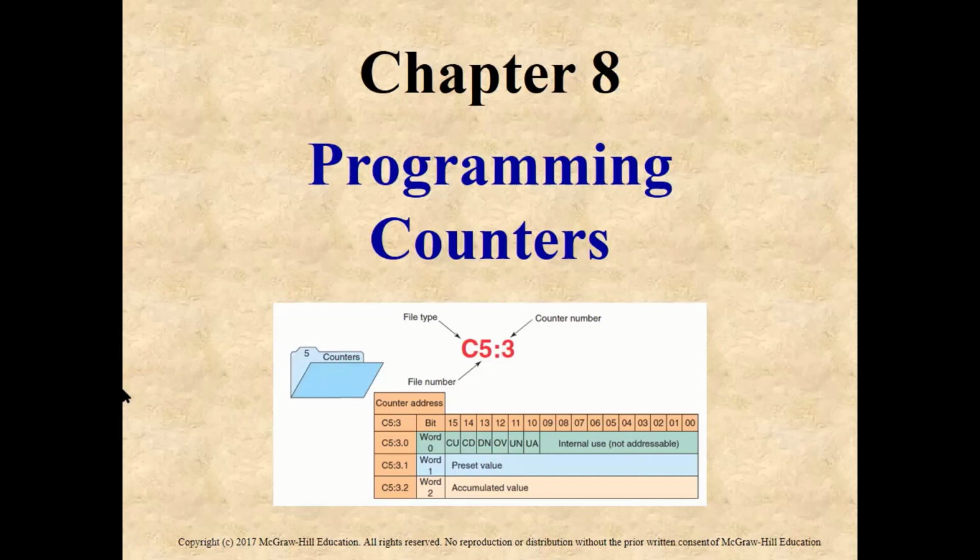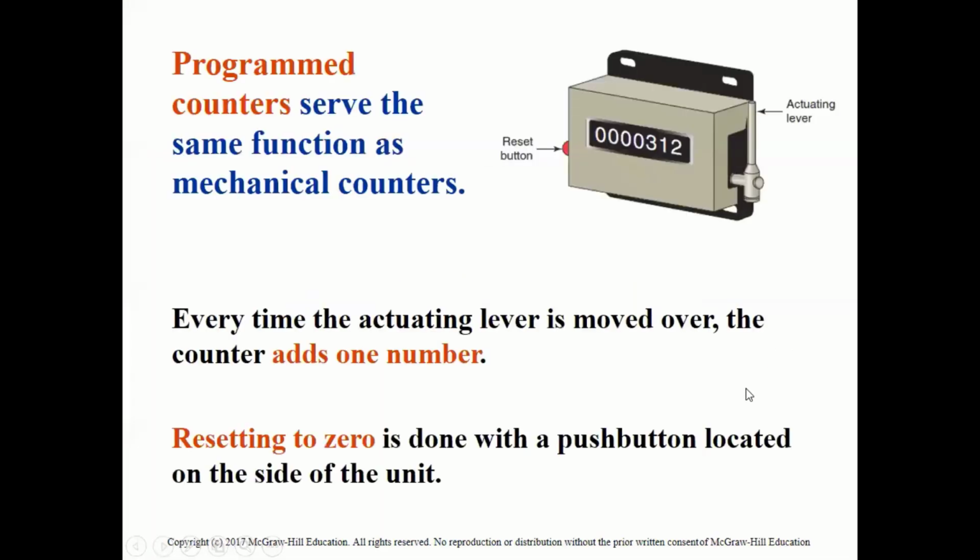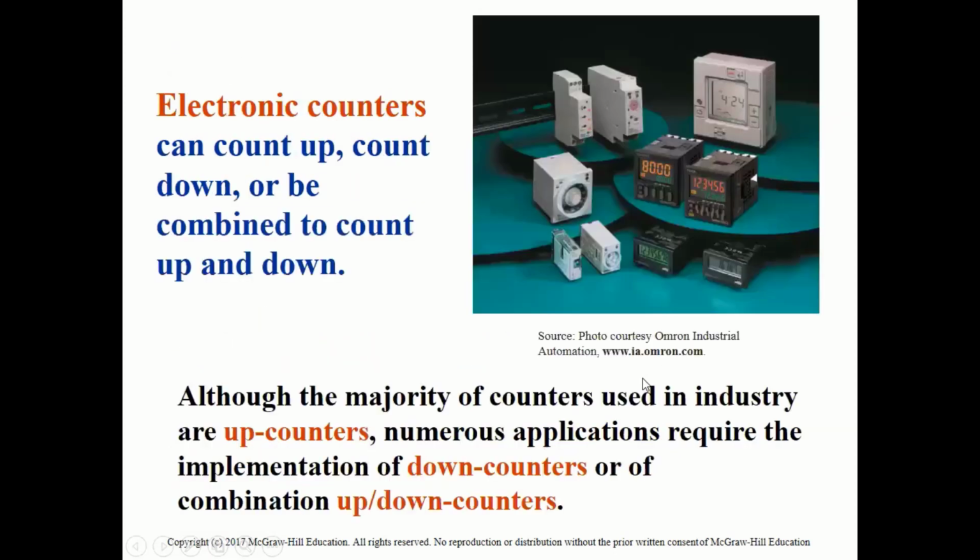We looked at cascading with timers, but the same idea is true. So anyways, just a little teaser for you. So we can program counters, and they'll do the same function as mechanical counters. There's a mechanical counter, which you may encounter in some places still, that you reset, and you have an activating lever behind that. Usually gears associated with that, levers and gears. Every time the activating lever moves over, the counter adds 1 number, and then you can reset to 0. And that's done with a push button, usually on the side. So that's a mechanical counter.